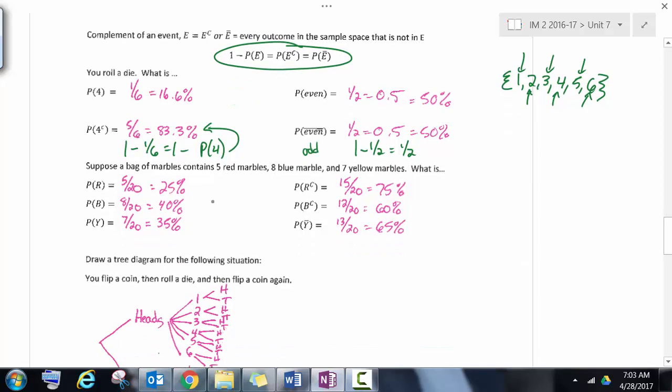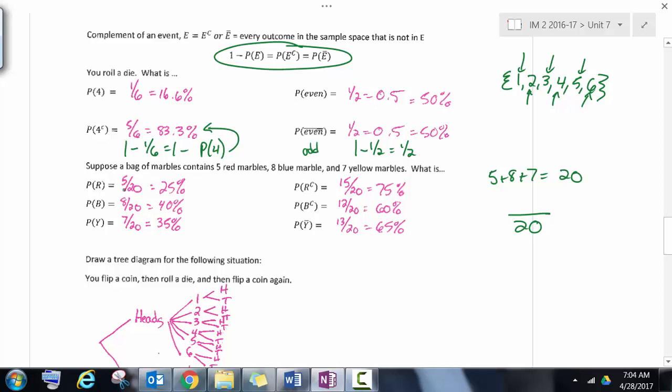So, suppose a bag of marbles contains 5 red marbles, 8 blue marbles, and 7 yellow marbles. What is the probability of red, blue, and yellow, and then the complements of those? First of all, we need to know how many marbles there are total. So 5 plus 8 plus 7 is 20. So all our probabilities are going to be out of 20, at least at first.